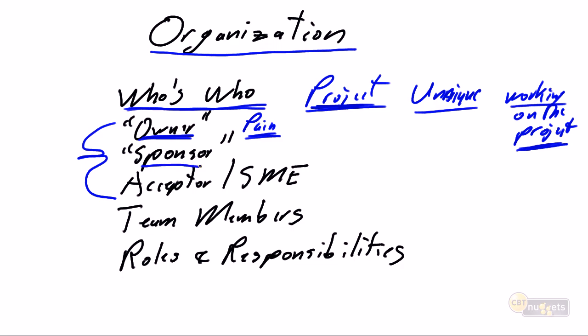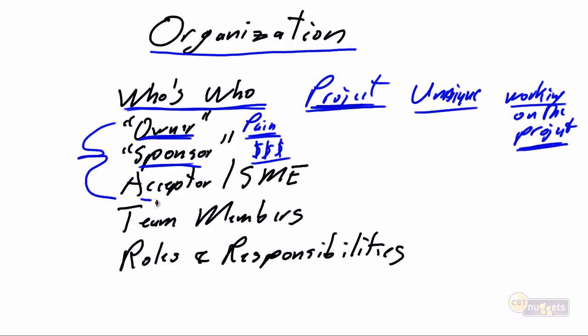The owner may be the same person as the sponsor. The sponsor has the dollars. The sponsor is the person who approves the project. The sponsor approves the expenditure, but the sponsor may not, in fact, be the owner. Typically, the sponsor is senior management, and the owner is often a level of middle management. But they can be one and the same.